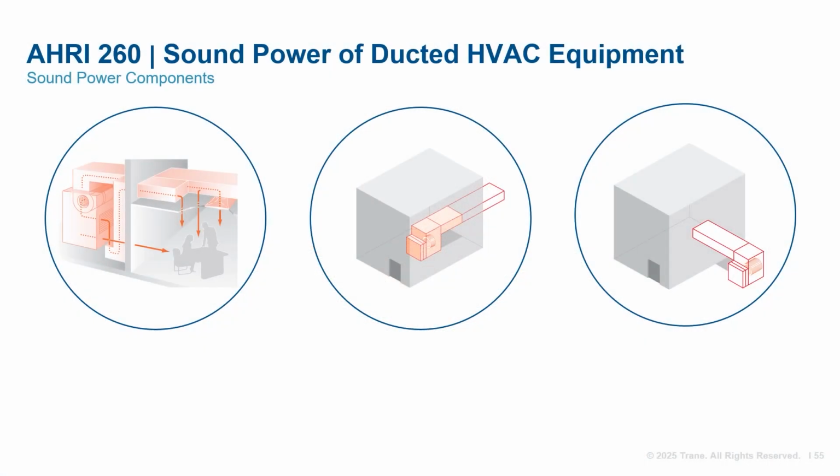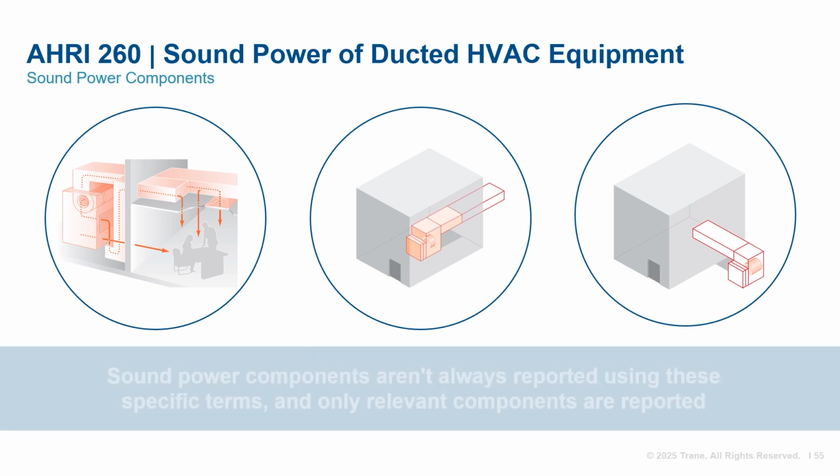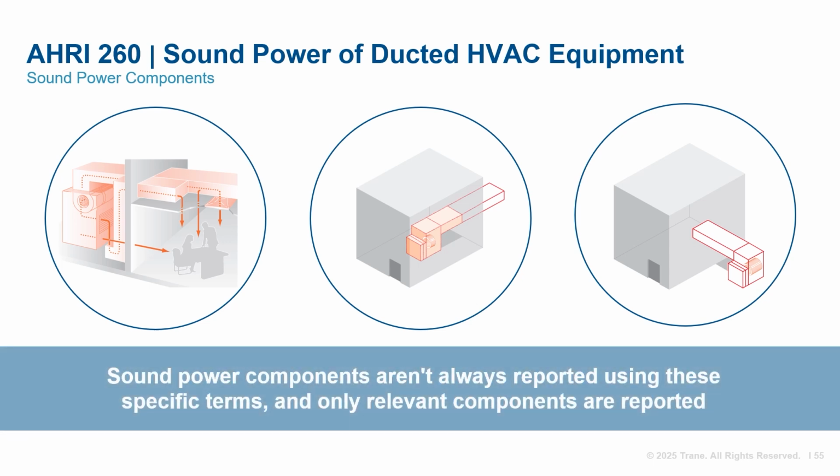For example, if an air handler is selected with a free inlet, the reported sound would only include the ducted discharge and free inlet plus casing radiated components. These specific terms are also often shortened or abbreviated. It's not uncommon to see ducted discharge shortened to discharge, and free inlet plus casing radiated to be shortened to radiated. Now, let's take a look at some sound data for an air handler.